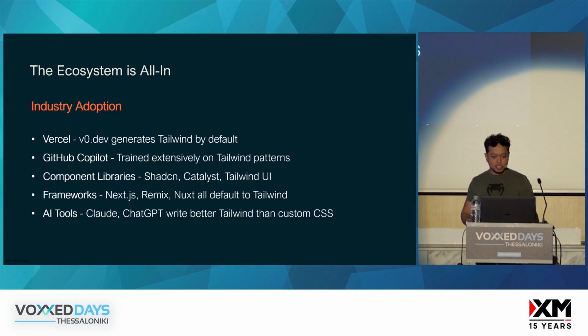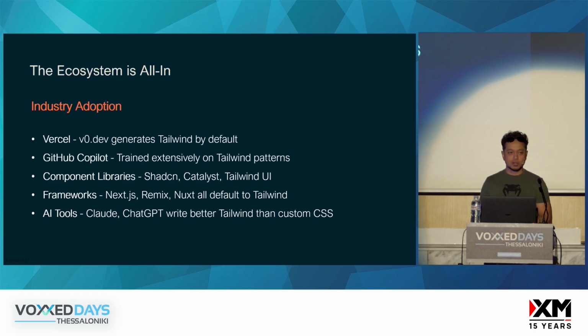Let's go to ecosystem. We're almost at the end of our slides. Vercel, v0.dev, generates Tailwind by default. GitHub Copilot, trained extensively on Tailwind patterns, believe it or not. Component libraries: shadcn, Catalyst, Tailwind UI. Frameworks: Next.js, Remix, Nuxt, all default to Tailwind, by the way. So if you're going to use JavaScript frameworks today, most of them default to Tailwind. So whether you like it or not, you're going to face Tailwind, right?